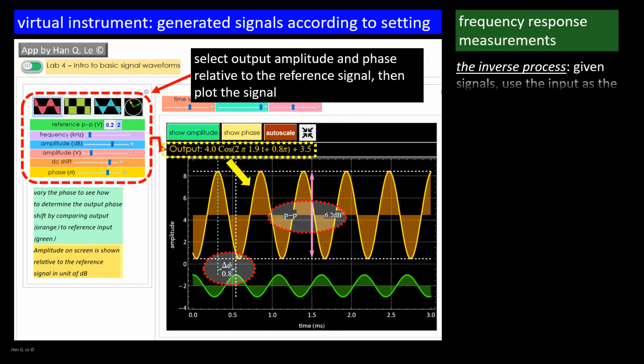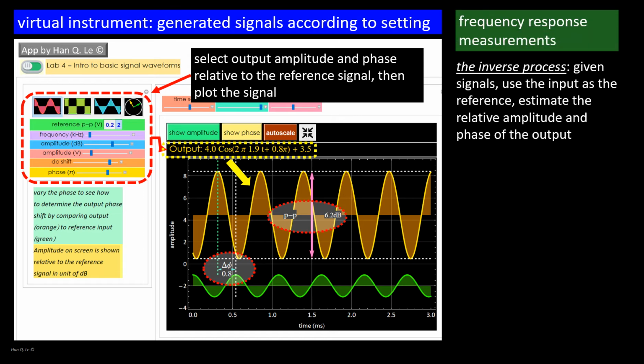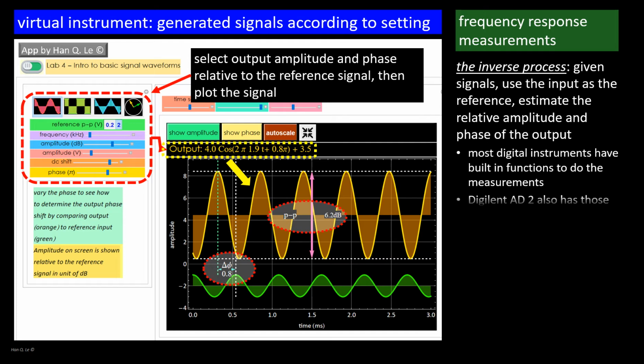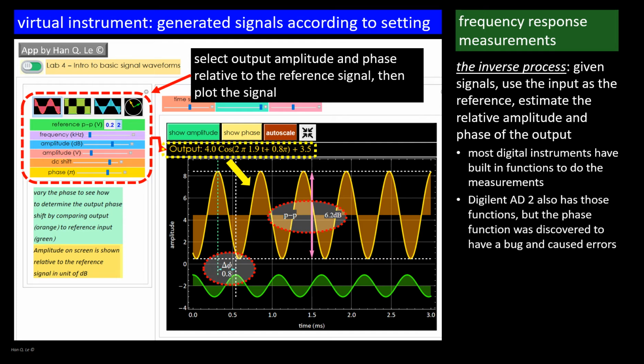To do frequency response measurement is to do the inverse. Given the signal and the reference, estimate the amplitude and phase. This is easily done, as most digital instruments have built-in functions that can give these estimates with a push of a button. However, one should not automatically assume such a capability, and the AD was found to have a bug in its phase estimate function, which will be discussed further.